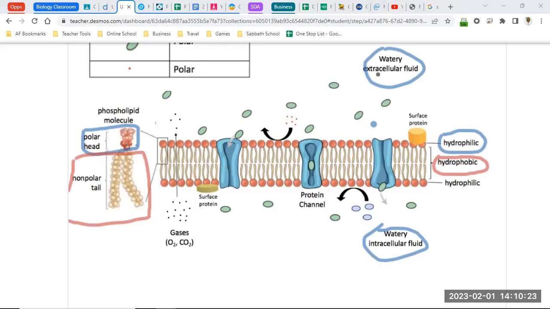Does polar, like the water and the head, do they repel each other? Polar molecules, do they repel each other, or do they attract each other? Just the polar. Now we're cooking. Polar molecules attract each other. What about polar and non-polar, or the water with the non-polar tail? Do they attract each other, or do they repel each other?